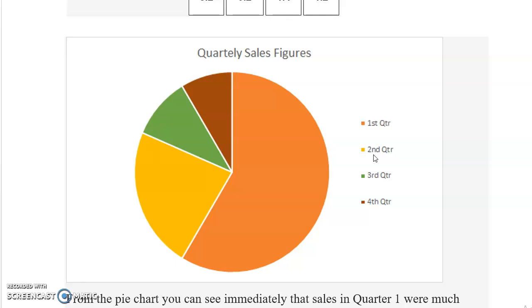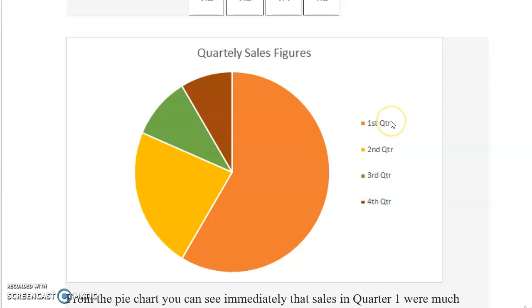The second quarter is with this one, the yellow. The third quarter is with green, and the fourth is with brown. So once we want to explain this pie chart, we will simply say that this pie chart represents the quarterly sales figures.